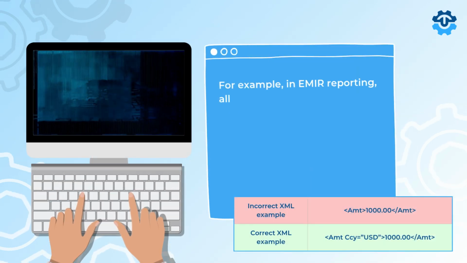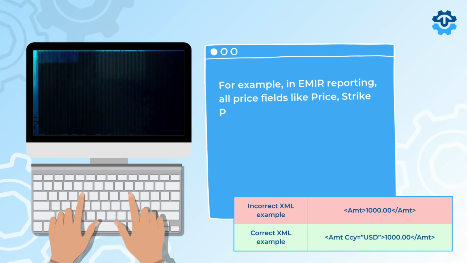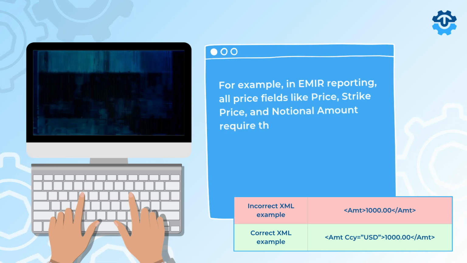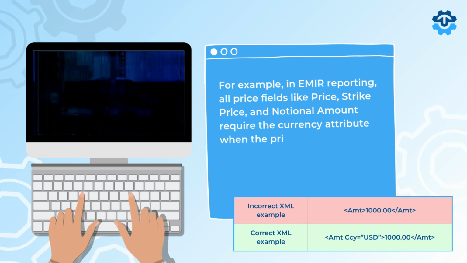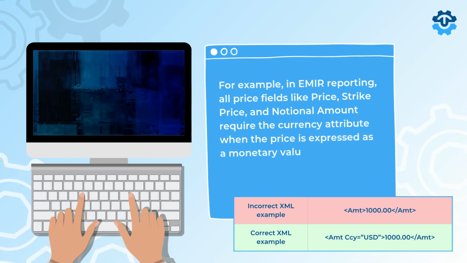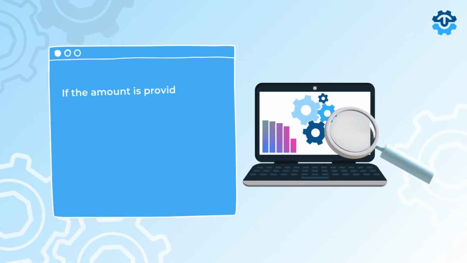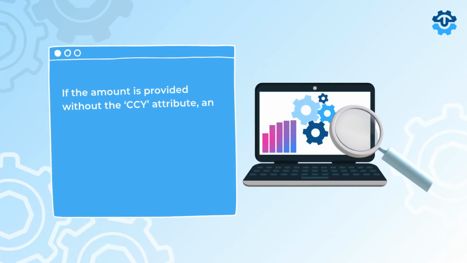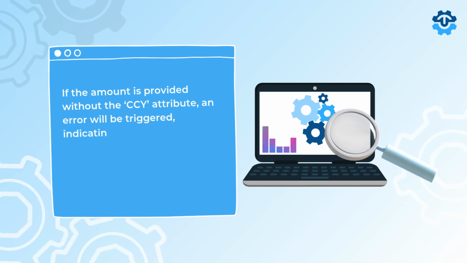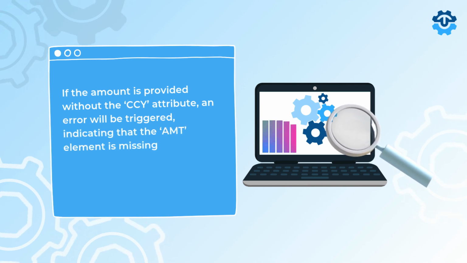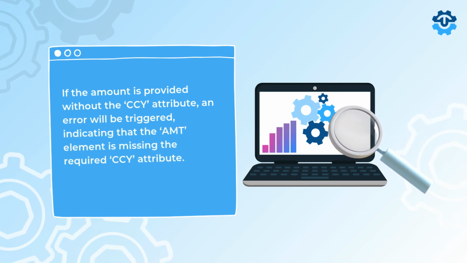For example, in EMIR reporting, all price fields like price, strike price, and notional amount require the currency attribute when the price is expressed as a monetary value, not as a percentage or basis points. If the amount is provided without the currency attribute, an error will be triggered, indicating that the amount element is missing the required currency attribute.